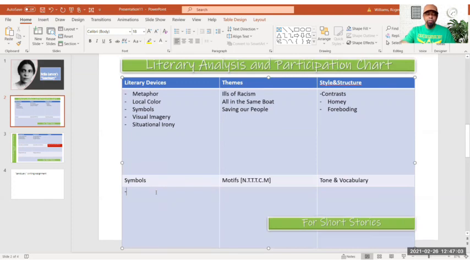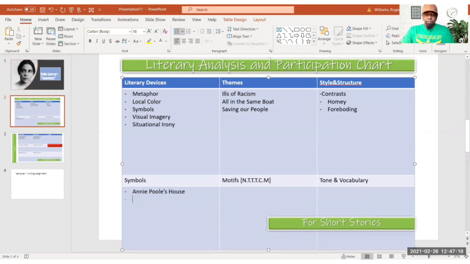All right, so anyway, back to the chart. My bad. I digressed a little bit. Back to the chart. So there are contrasts, the style. Randomly putting stuff in just so we can have an idea of how to do the chart. We're not necessarily talking about the short story itself, but we're talking about the chart.